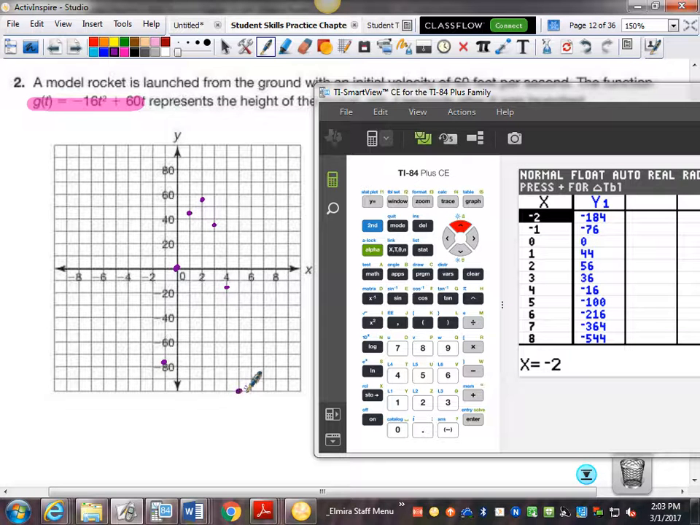So I'm going to stop putting dots now, and then I'm just going to go back and sketch in the parabola.